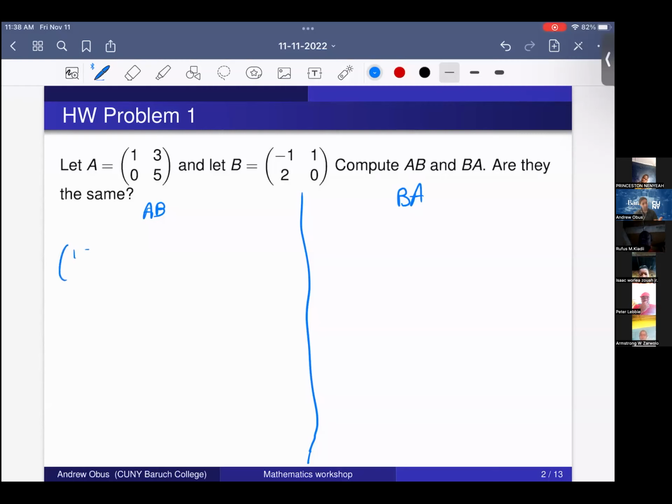With matrices, we have 1, 3, 0, 5, and maybe I'll write it like this. I'm going to multiply it with -1, 1, 2, 0. And I want to know what's going to come out in the product. So how do we get the entries of the matrix? Does anybody want to answer for the product?